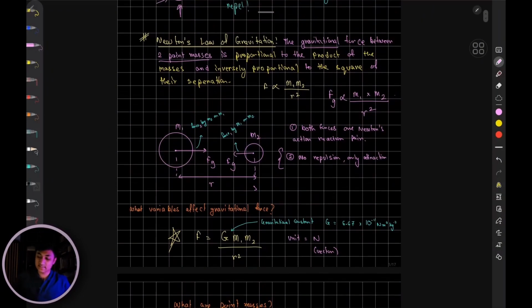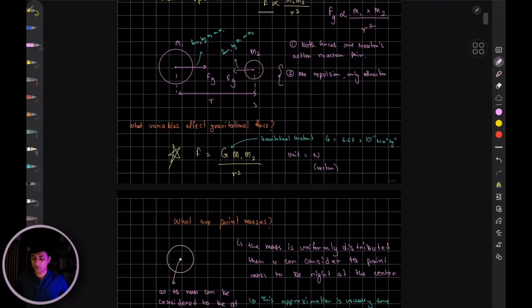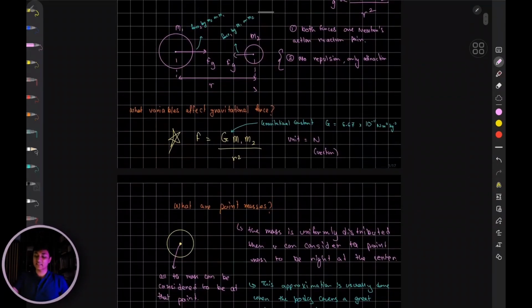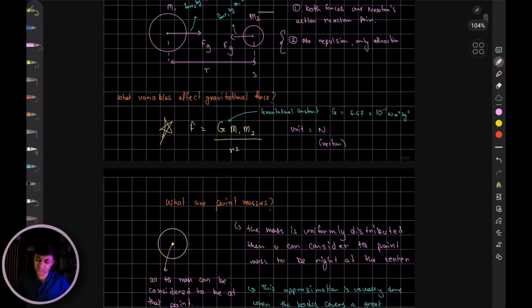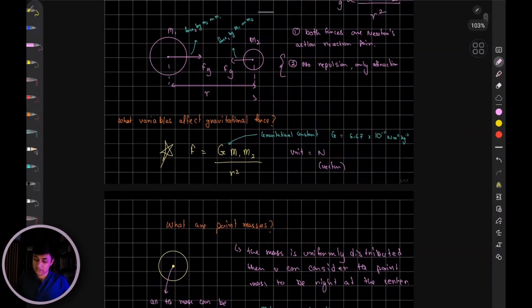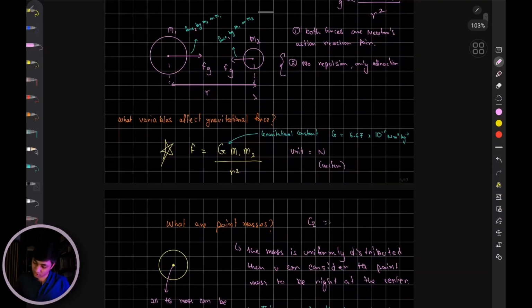Now, this describes the proportionality, right? However, the moment you remove that proportionality sign, you have to introduce a constant. Now, what is this constant going to be? Experimentally, it has been figured out that it is G, the gravitational constant, and the value of that is 6.67 times 10 to the power minus 11 Newton meter square kg to the power minus 2, right? This is going to be your gravitational constant.